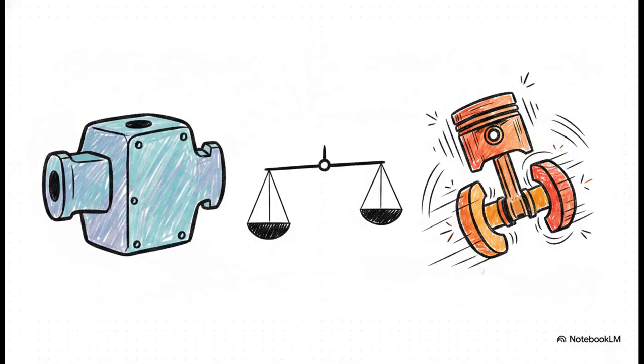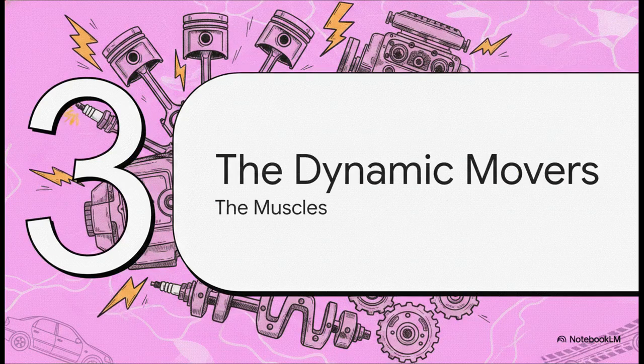It's this beautiful contrast. You've got the unmoving, protective nature of the static skeleton, the rigid cylinder block and head providing that unwavering housing. And that perfectly counterbalances the pistons and crankshaft, which are aggressively creating that intense movement on the other side. It's a perfect architectural partnership of stillness and motion. Which brings us to Part 3, the dynamic movers, the literal muscles.